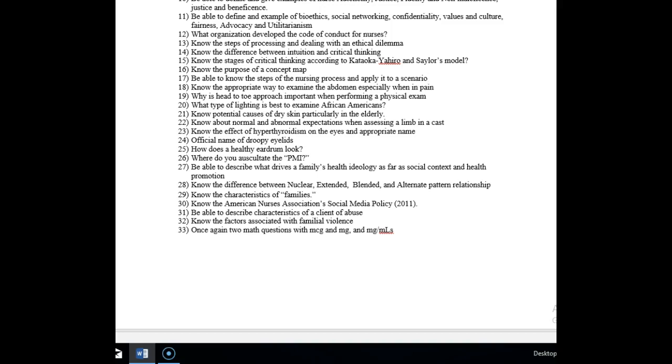Know about normal and abnormal expectations when assessing a person when, for instance, they're in a cast. Remember when I was telling you guys earlier about the circulation problems? So when you first assess a person and they're in a cast, you're going to assess the temperature. You don't want the temperature to be cold, because then that means that vascularly the blood is not flowing, so there's no circulation. Okay. That's probably the biggest way.